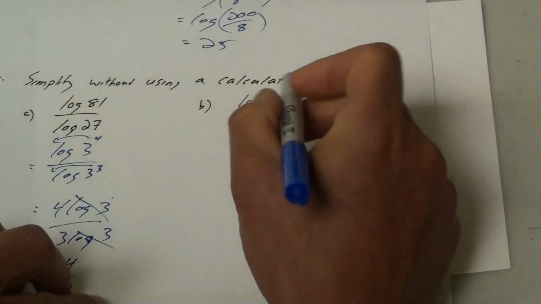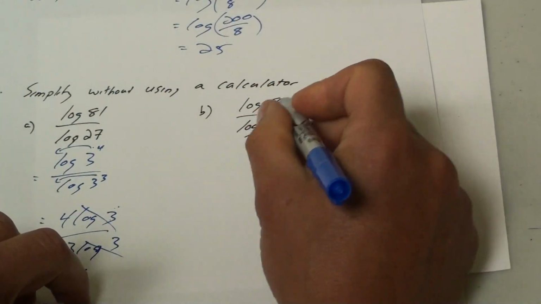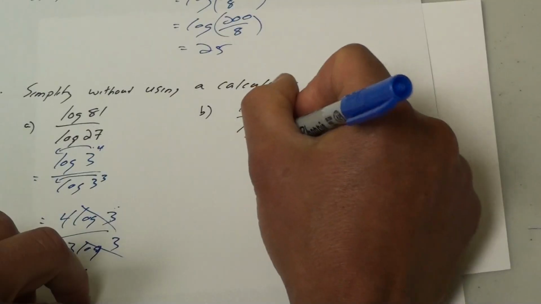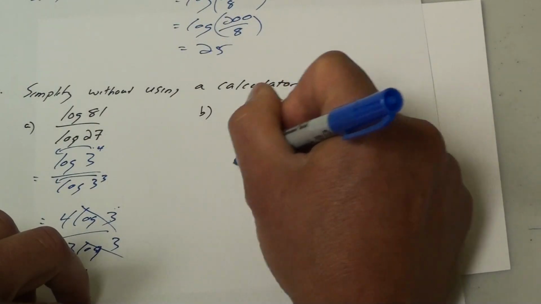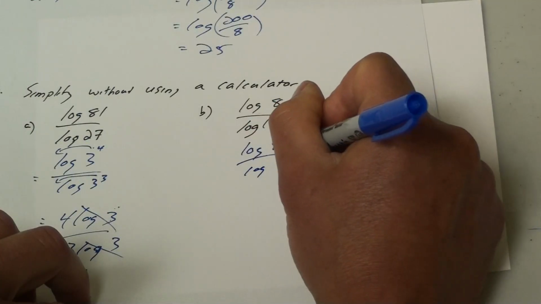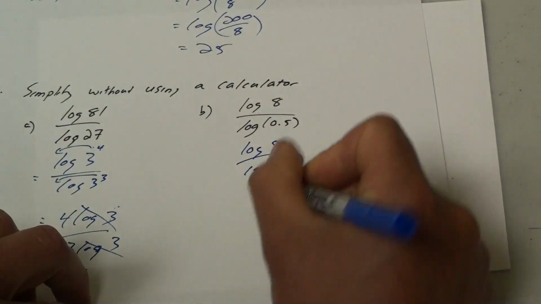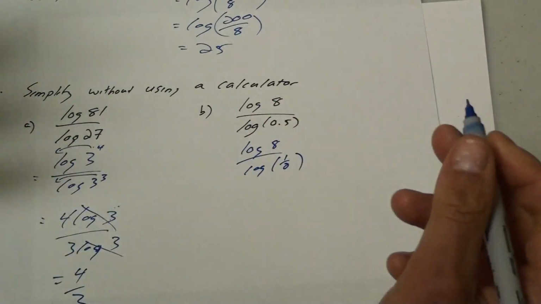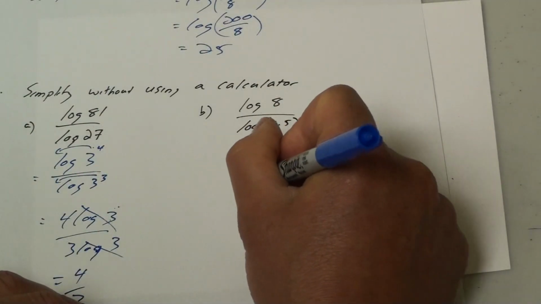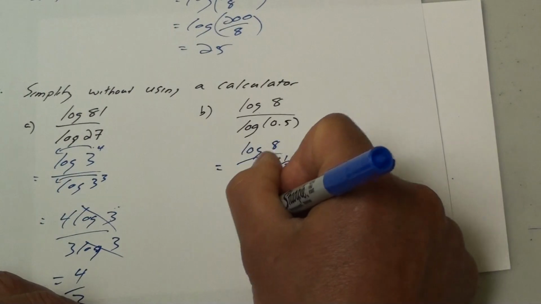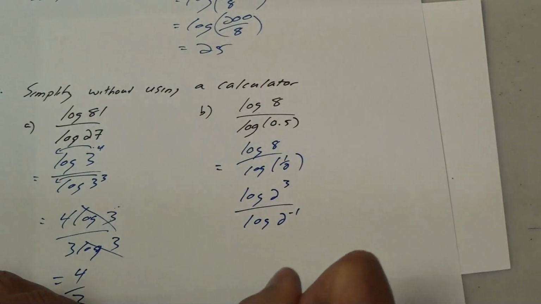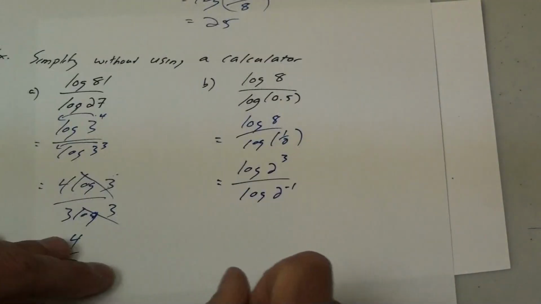Same as here, I have log 8 divided by log 0.5. Well, 0.5 is 1/2. So I really have log 8 divided by log 1/2. Expressed as both the same power, well, the power 2 would be the one to use for 8 and the 1/2. So I have log 2 cubed is 8, divided by log 2 to the negative 1 would be the 1/2.